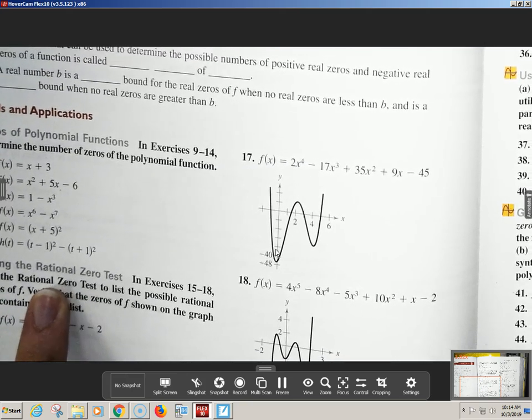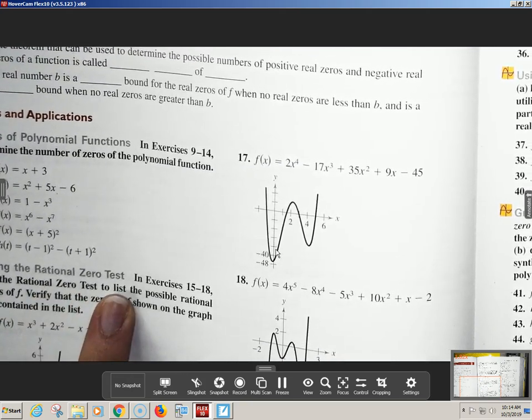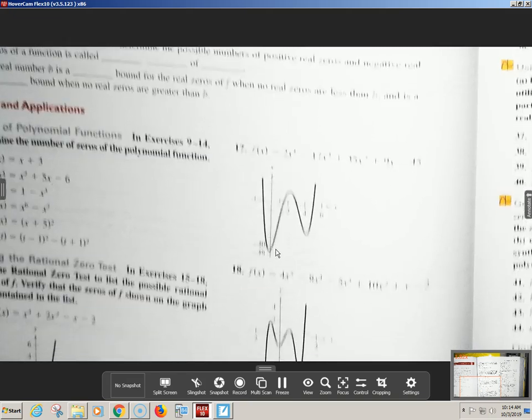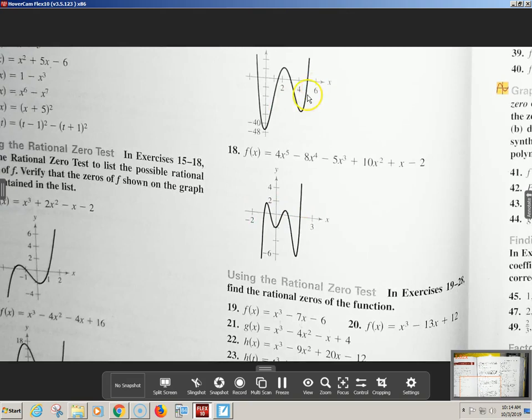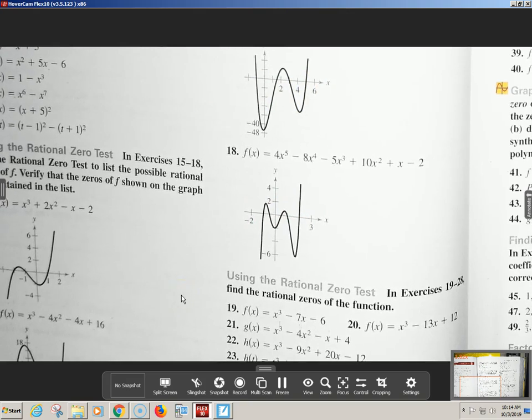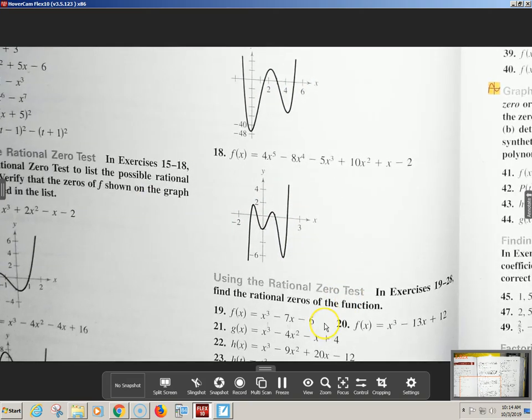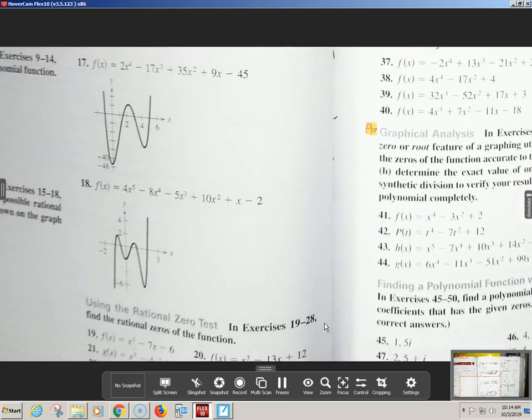You gotta focus. Rational zero test. Because if we're looking at graphs, guys, there's no way we're going to see the complex ones, because once again, complex ones don't show up on graphs, right? But we get to use the graphs. That's kind of nice. What's going on over here in numbers 19 through 28?